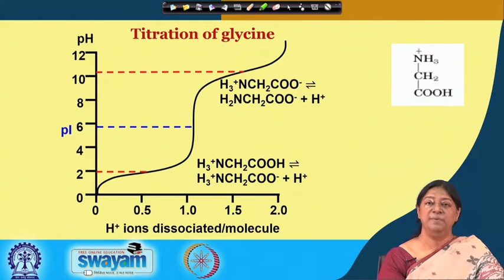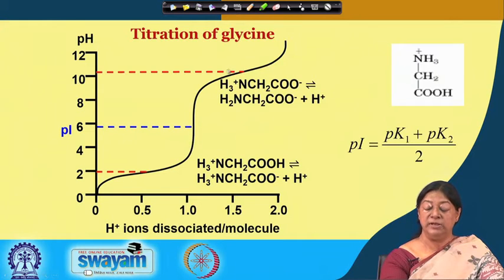So, as the first drop of alkali is added, we see that this is where the H plus is removed to form COO minus plus H plus. So, this corresponds to our K1. So, here we would have a variation along this graph.